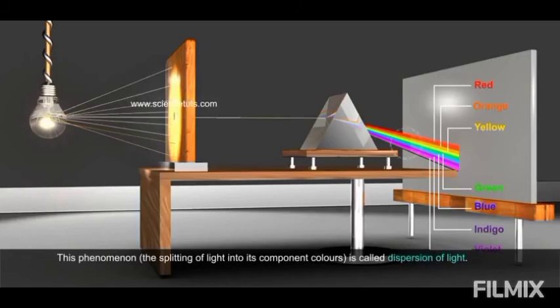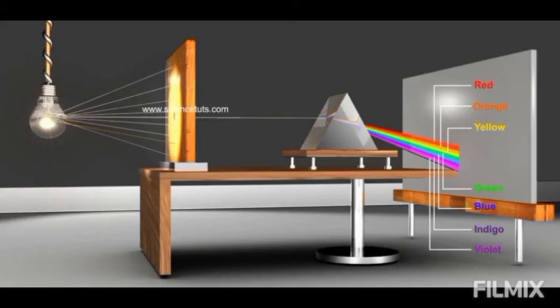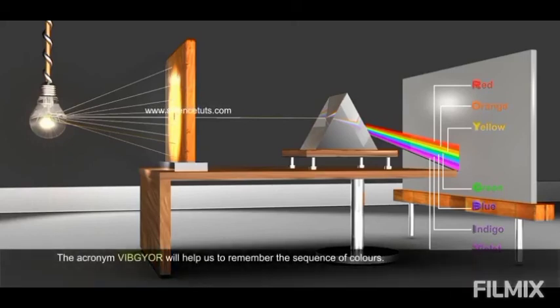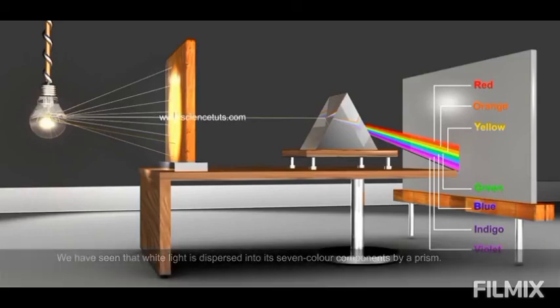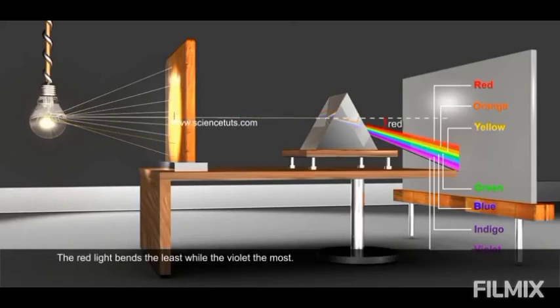This phenomenon of splitting of light into component colors is known as dispersion, and the band formed by the components is known as the spectrum. The spectrum is formed of 7 colors, and this sequence of colors is known as VIBGYOR. So the white light has been dispersed into 7 different colors, VIBGYOR.